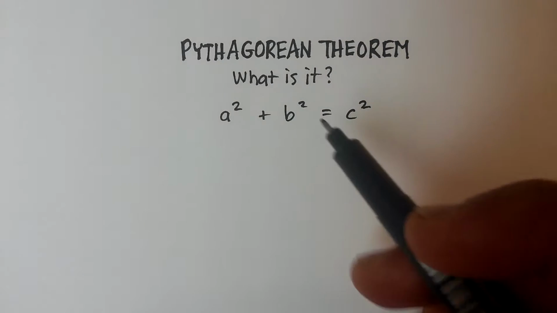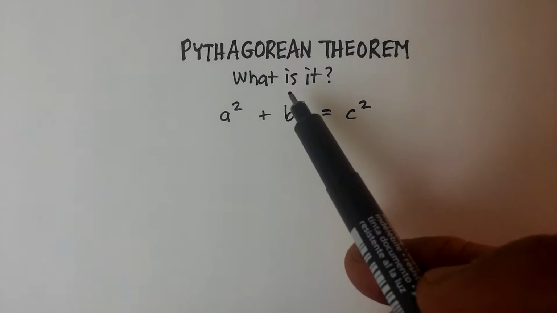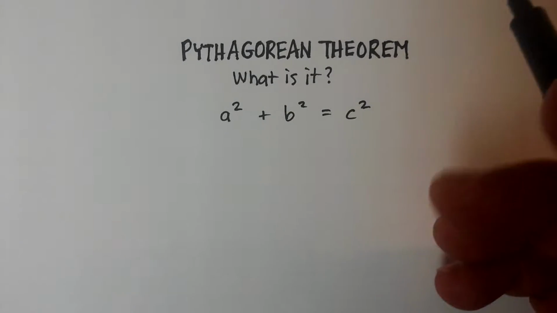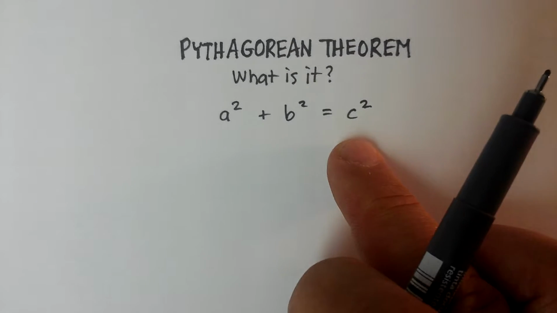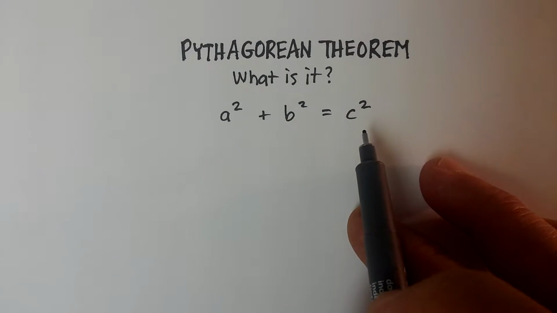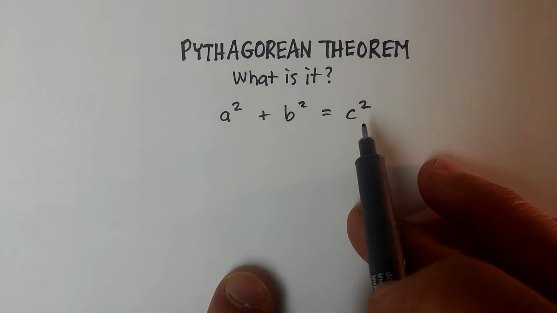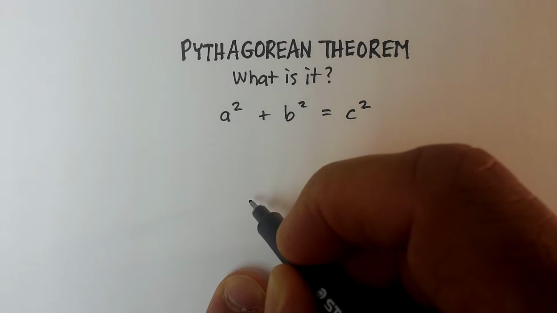Okay, so in this video we're going to talk about the Pythagorean Theorem, but specifically about what it is. We know it's the formula a squared plus b squared is equal to c squared, but where did that formula come from? Now, let me give you a little brief explanation.